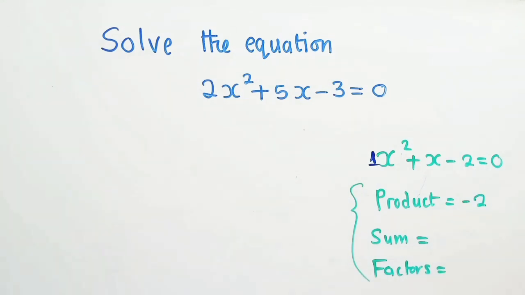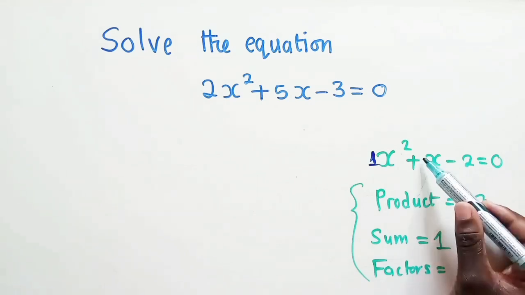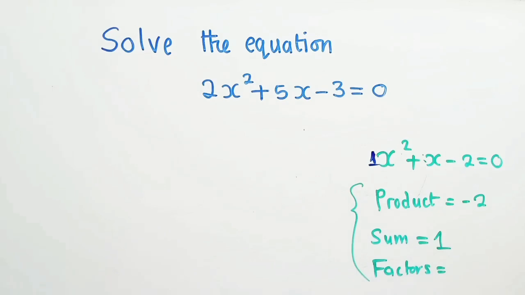Okay. What about the sum? What is our sum in this case? Our sum will be 1. You just look at the point where we have x here, the number that is in front, the coefficient. In this case, there is a 1 here, so this is a 1.